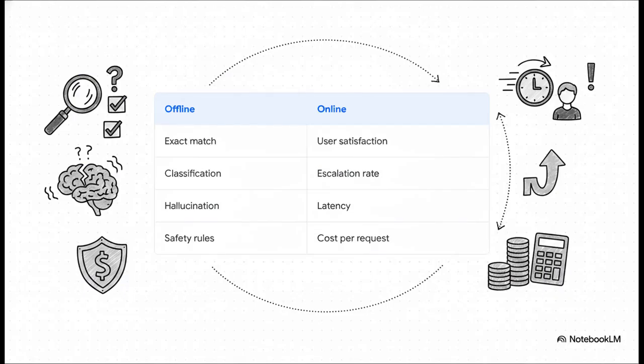As your hiring manager, I also need to see your evaluation strategy. You must strictly separate offline from online evaluation. Offline evaluation is all about model quality, exact match, classification accuracy, hallucination rate, safety violations. But online evaluation, that's operational quality. That's user satisfaction, human escalation rate, live latency, and actual cost per request. You absolutely have to track both.